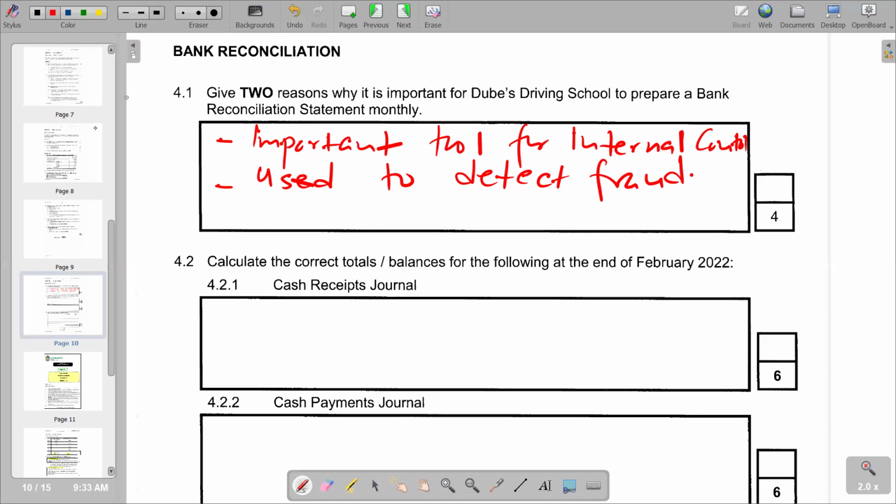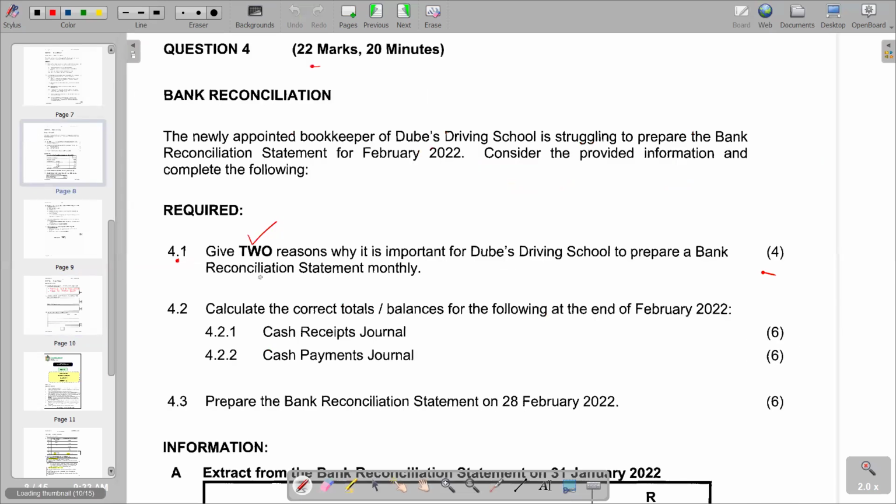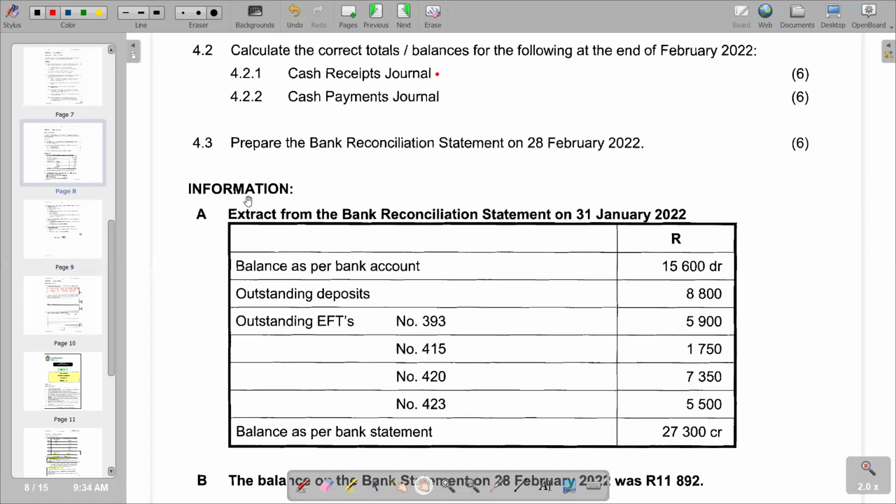So this is what we have. We try to go to the next part of our question, which now reads: calculate the correct totals or balances for the following at the end of February 2022. So we have got the cash receipt total, which we have explained as indicating the debit side of the bank account in the ledger. So we are going to calculate the correct balance for cash receipt total, but obviously we need to go through the information that you are given in the question.